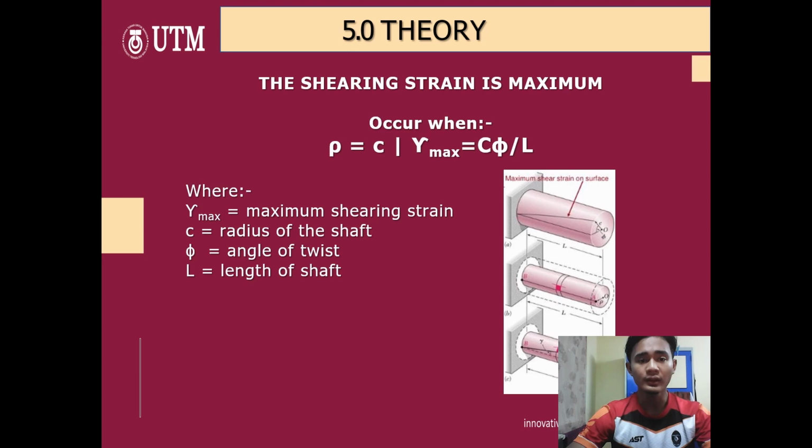Other than that, the shear strain is maximum on the surface of the shaft, where the length from the center to any point in the circle of the shaft is equal to the radius of the shaft, which is rho equals c. So we can get lambda maximum, which is the maximum shearing strain, equal to c, the radius of the shaft, times the angle of twist divided by L.